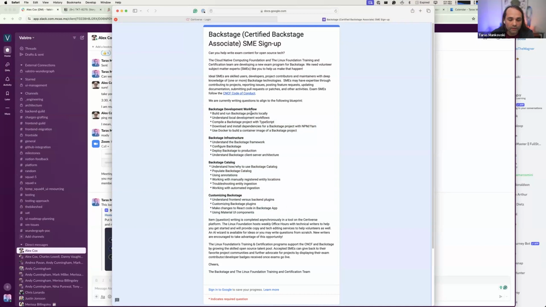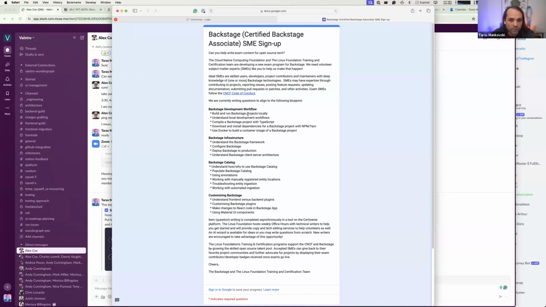The process is that we put together questions, those questions go through a scientific review process, and that then makes its way into the certification. That certification is going to be used when companies want to bring on folks for a Backstage project. They can use the certification to know if a person has the expected knowledge for someone with 6 months of experience with Backstage.